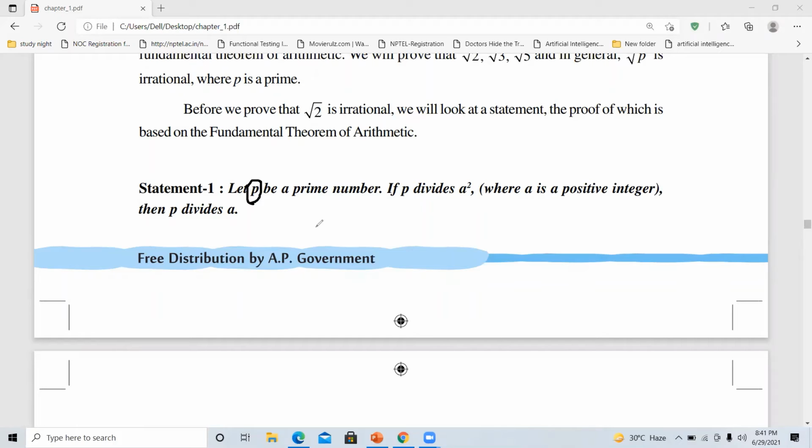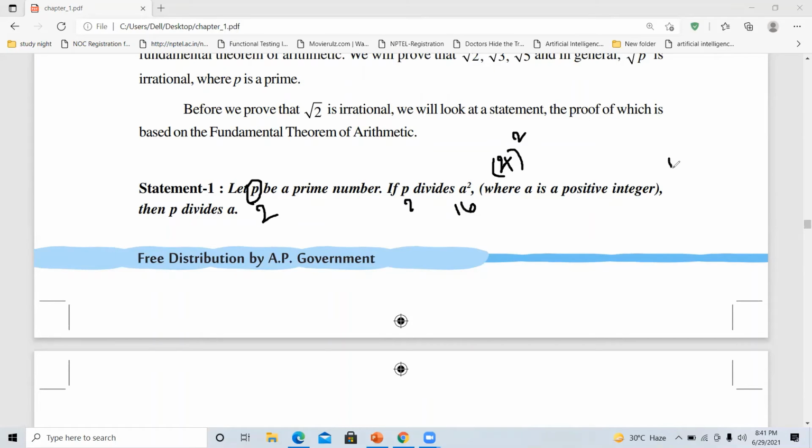So let us see how it is possible. Since p is a prime number, I am taking the prime number as 2. If this 2 divides a square, where a is a positive number, let us take the positive number to be 4. So now I am squaring this positive number. I will get a value called 16.